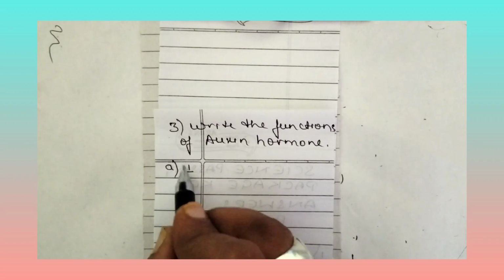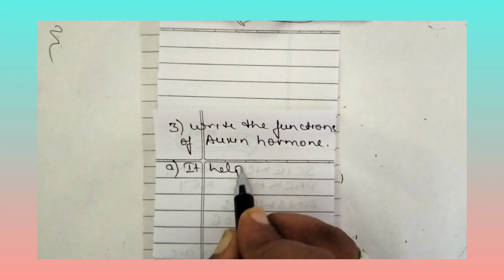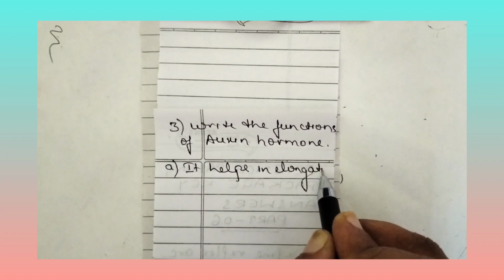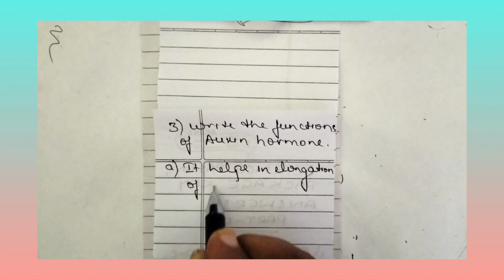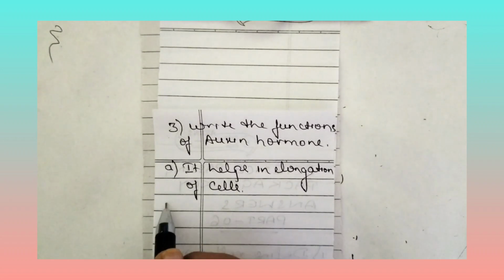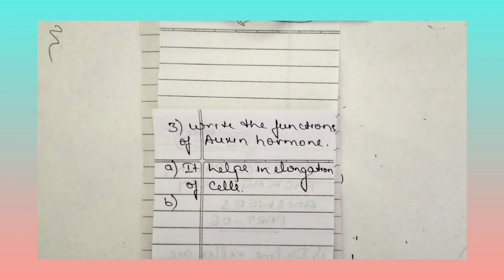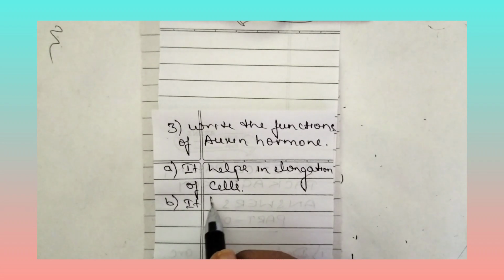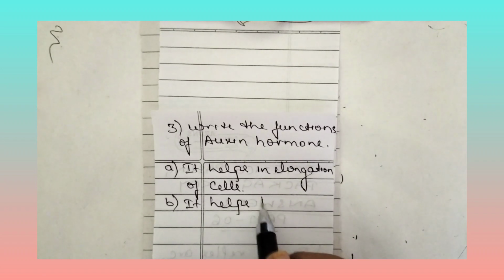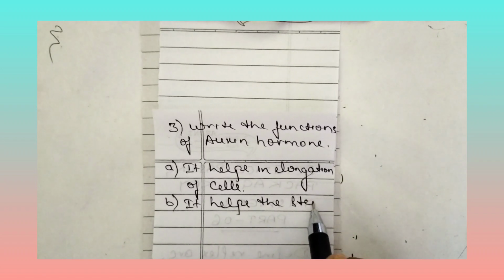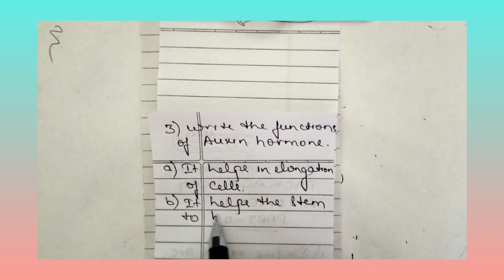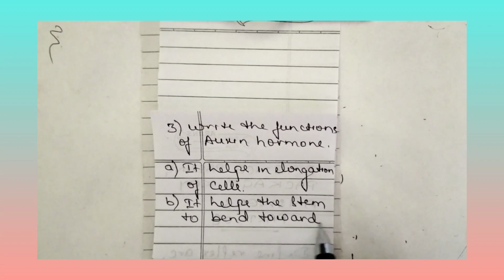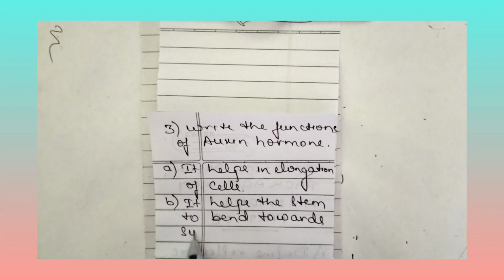The first function is it helps in elongation of cells. ಒಂದು ಸೆಲ್ಸ್ ಎಲಾಂಗೇಟ್ ಆಗೋದಕ್ಕೆ ಸಹಾಯ ಮಾಡುತ್ತೆ. ಎರಡನೇದು it helps the stem to bend towards sunlight.